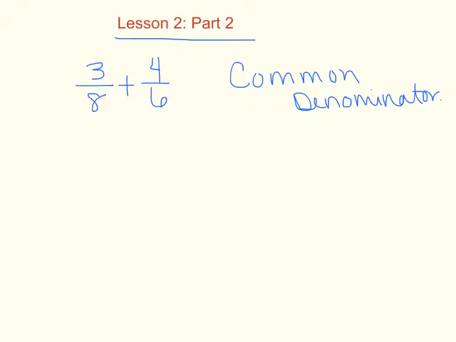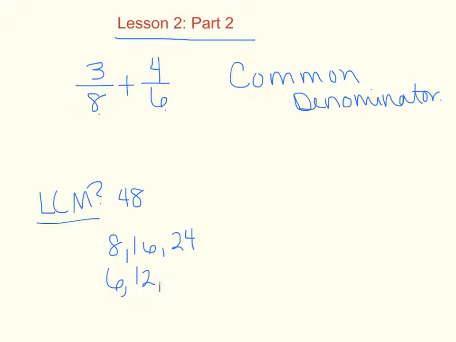So some students look at the 6 and the 8 and they automatically want to use 48. But is that the least common multiple or the least common denominator? So if I think of my 8, I have 8, 16, 24. If I think of my 6 facts, I have 6, 12, 18, 24. So there actually is a smaller multiple of 24. Since I like small numbers, I'm going to go with 24. But would the 48 work?